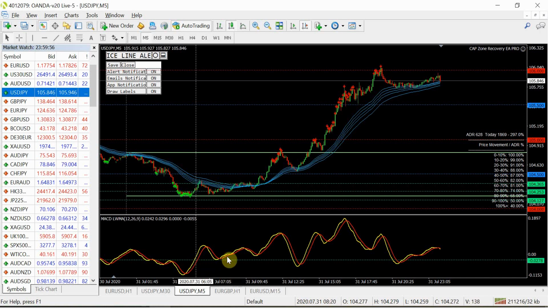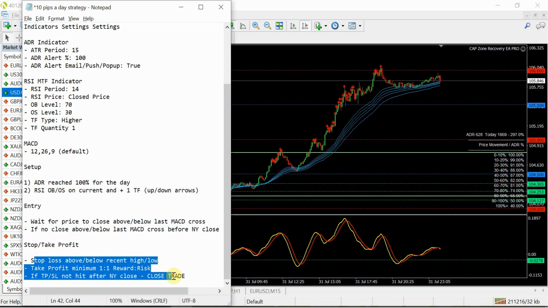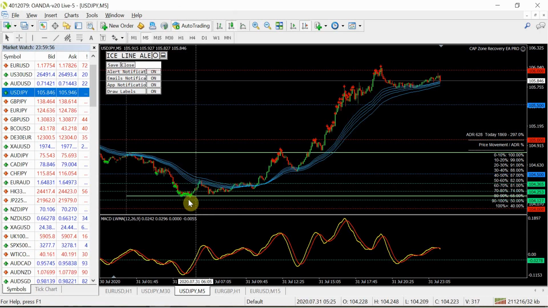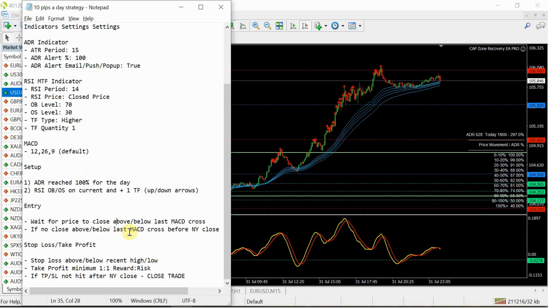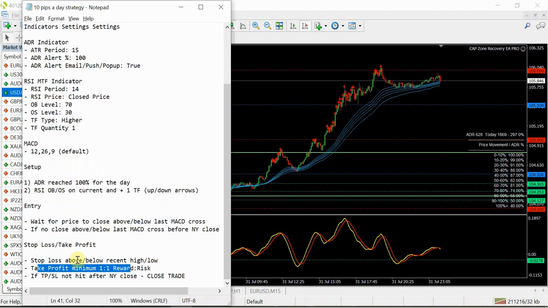And generally 9 times out of 10, I'll show an example where it doesn't hit, but most of the time it kind of does. And I kind of skipped across here in terms of stop loss and take profit targets. So you want to put the stop loss above or below the recent high low. So in this case, the low over here. We want to put the take profit a minimum of 1-to-1 reward to risk.